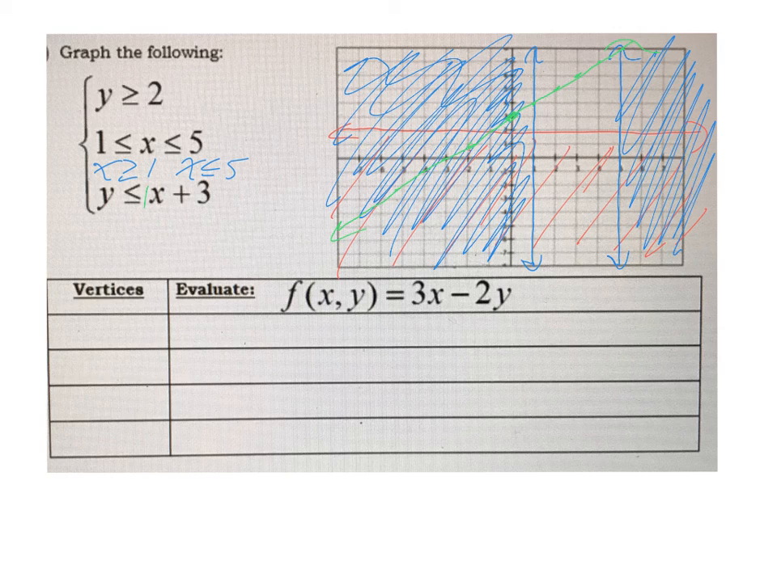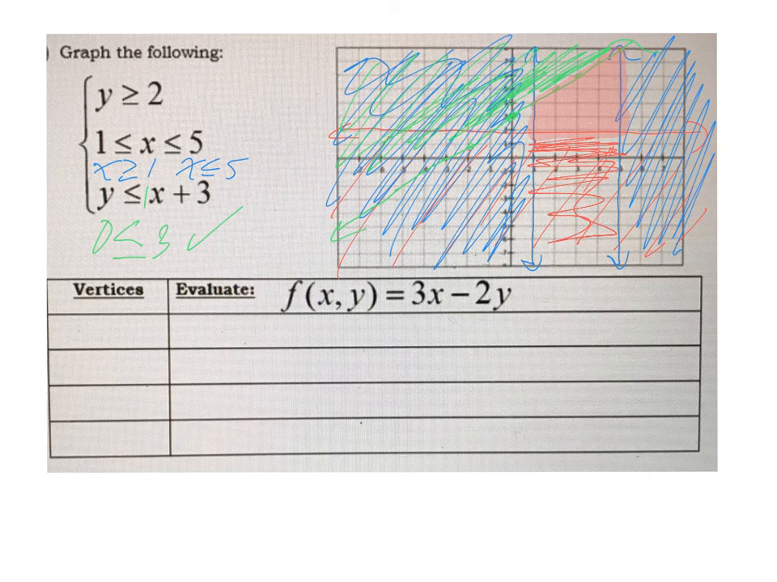Shading, if I choose a test point, 0, 0. 0 is less than or equal to 3, which is true, which means I should be shading below the line over here on the side where 0, 0 is. But once again, we're shading the opposite, so I'm going to shade everything above. And then I'm going to look at what is left over that hasn't been shaded. I'm going to just shade this part in a little darker just to make it really clear that our feasible region is this shape right here.